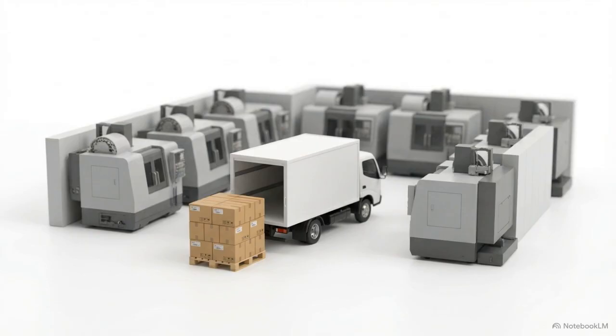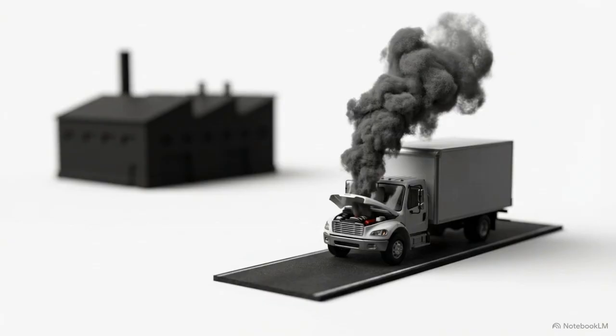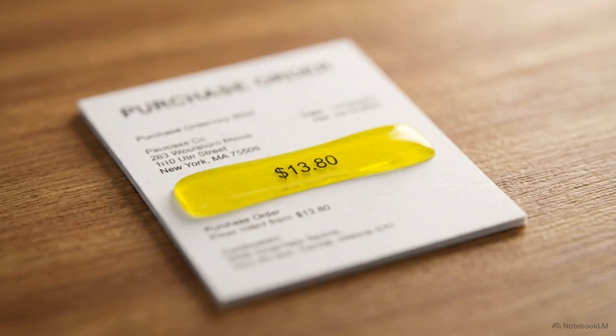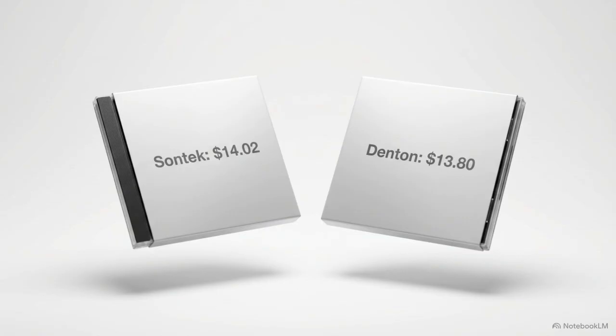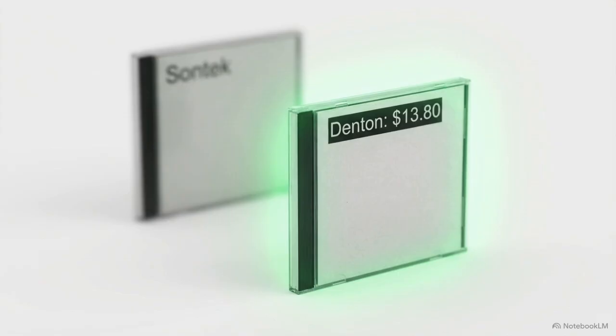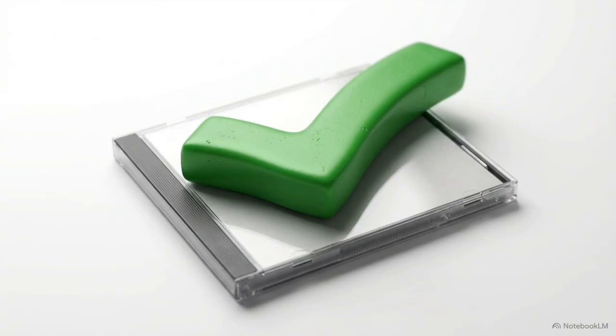A zero-inventory, demand-pull system relies entirely on the precise arrival of raw materials. If external suppliers fail, the factory instantly stops. This introduces the central mathematical trap of JIT purchasing: evaluating a vendor based solely on their unit invoice price. Let's test this using a manufacturer named CD World, choosing between two compact disc suppliers, Sontec and Denton. At face value, Denton offers an invoice price of $13.80 per package, beating Sontec's $14.02. The standard intuition suggests Denton is the superior financial choice.